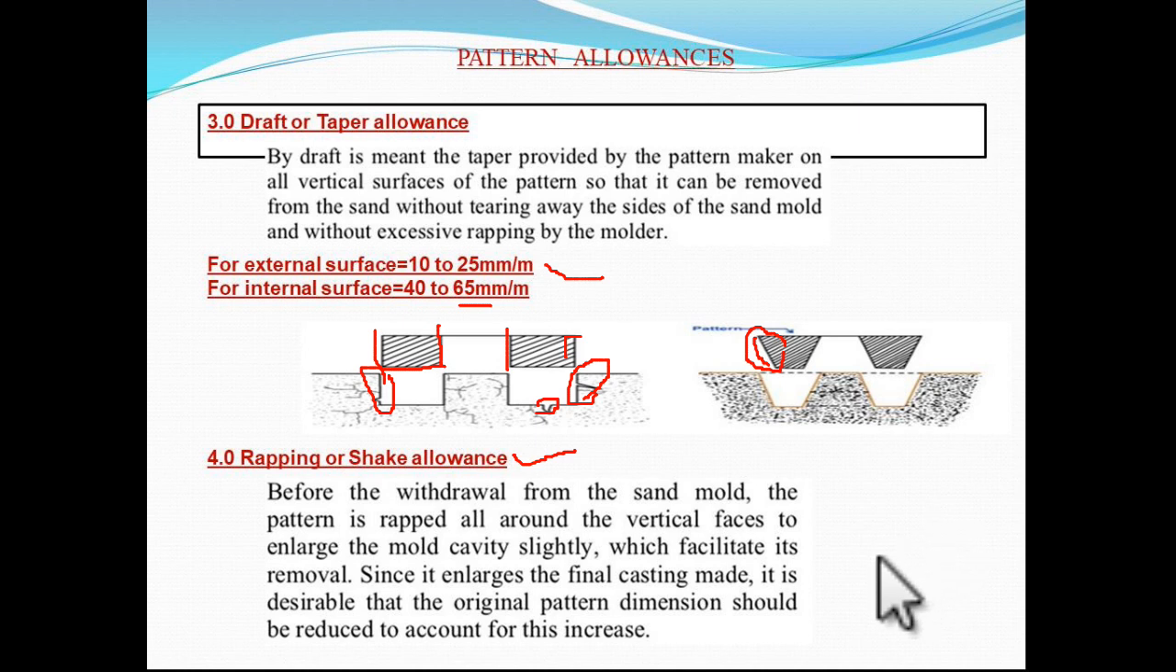So if you give an extra size to the pattern, it further enlarges the cavity size when we are removing the pattern from the sand mold. To overcome this issue, instead of giving an additional size, we reduce the size of the pattern. That's why this is called a negative allowance. So the allowance is the additional size given to the pattern to overcome various issues. I think you guys are clear about what pattern allowances are.